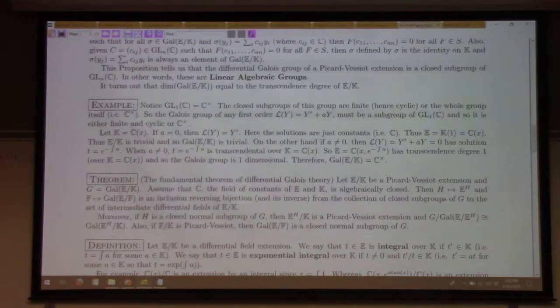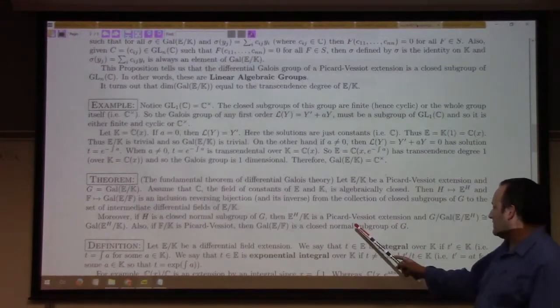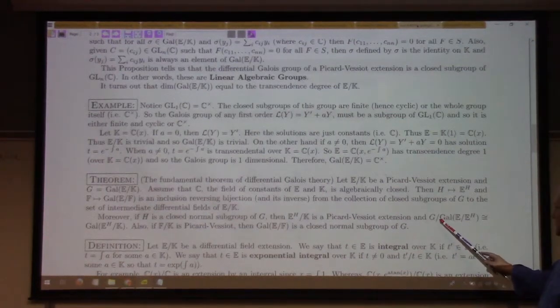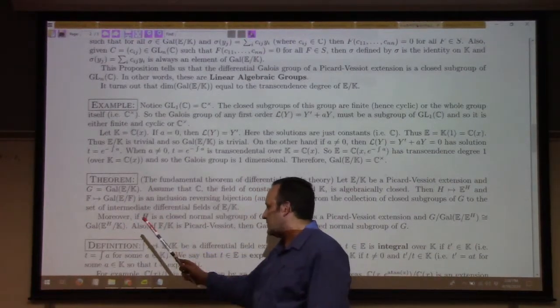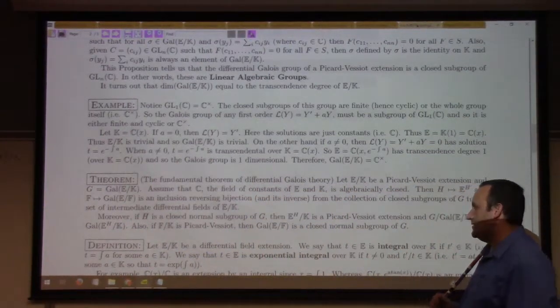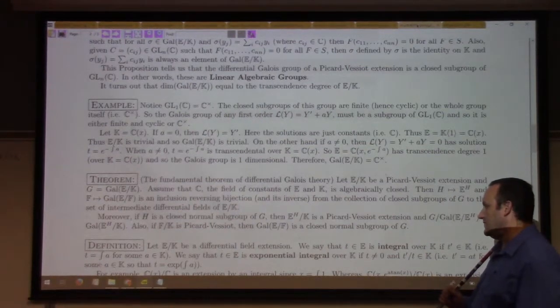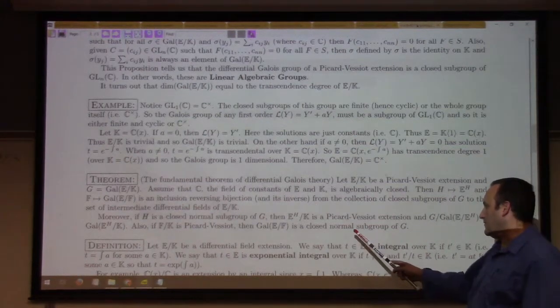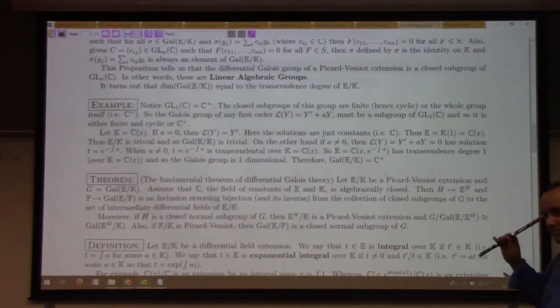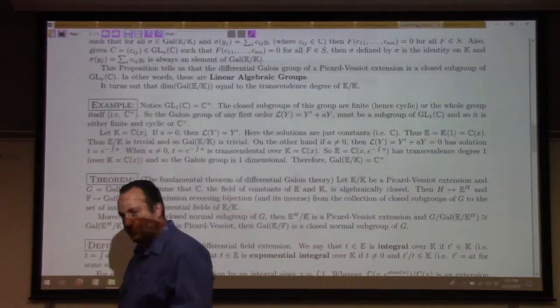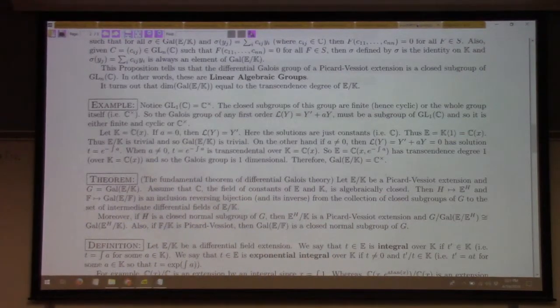And moreover, if H is a closed normal subgroup of G, then the fixed field of H is a PV extension, and the quotient of the Galois group by H is the Galois group of the fixed field of H. And if F over K is PV, then its Galois group is a closed normal subgroup of G. So nothing really surprising here. It sounds just like our regular theorem, actually, with just a little bit more window dressing.